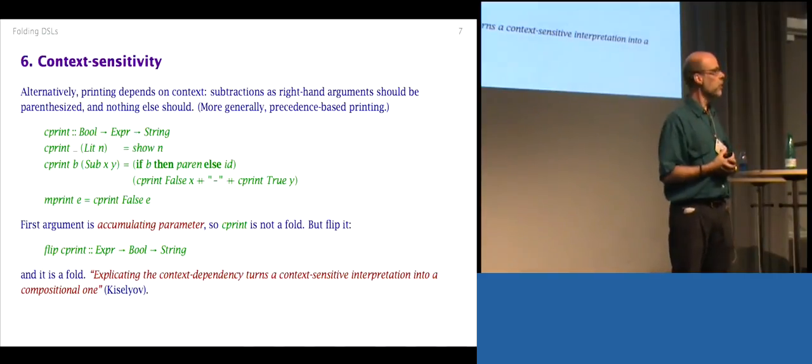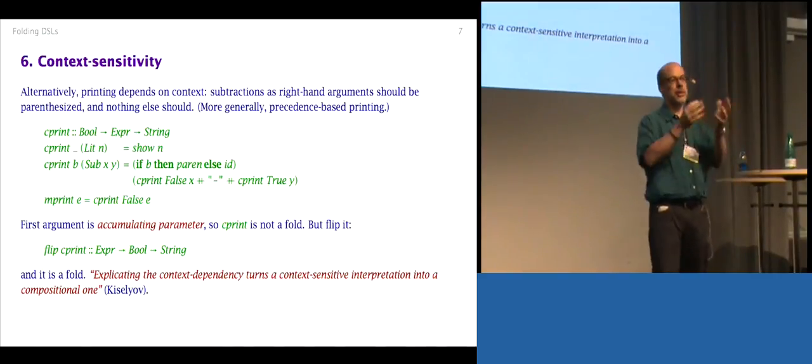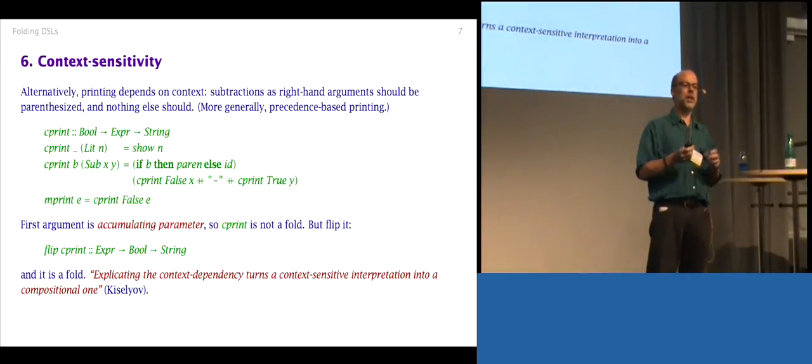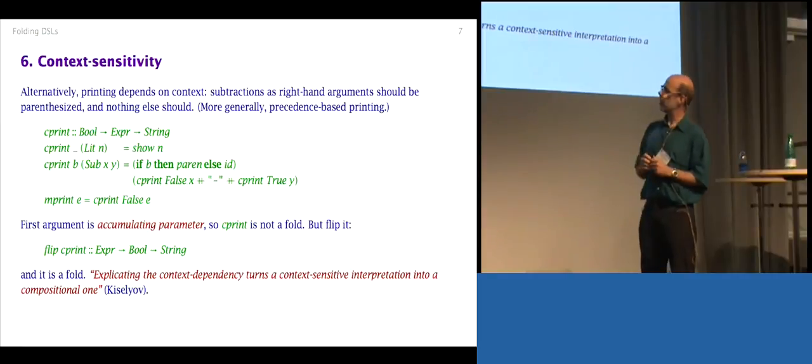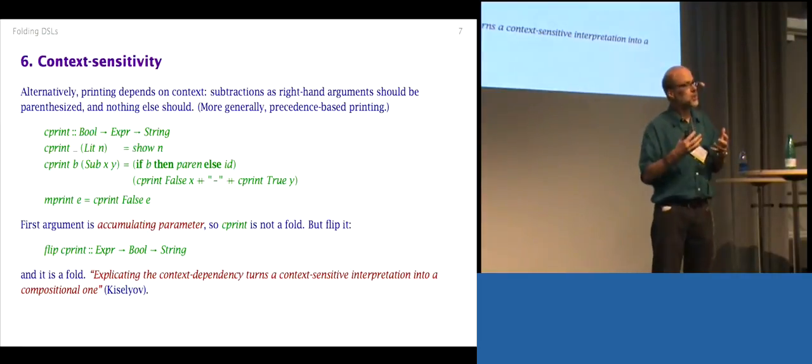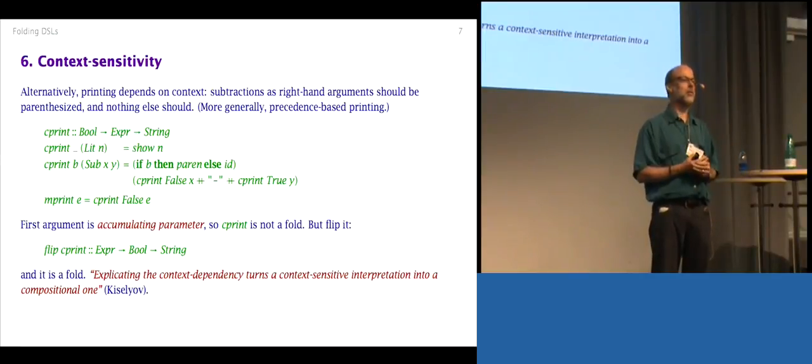That's sometimes called an accumulating fold. And that too is a fold. It's just another kind of fold. And so what we know about folds applies here. More importantly for DSLs, this tells you that context-sensitive interpretations are themselves compositional. They are valid interpretations for shallow embeddings.